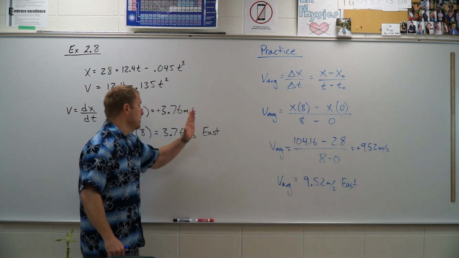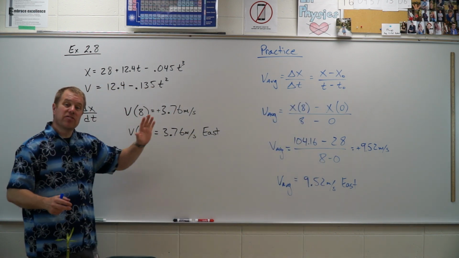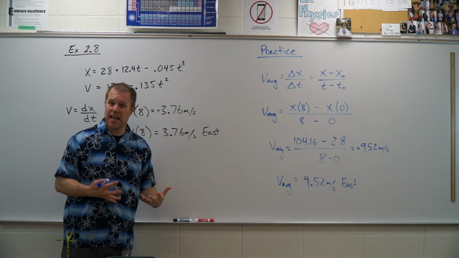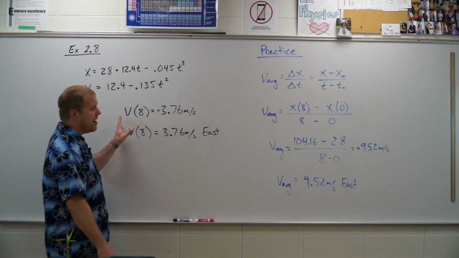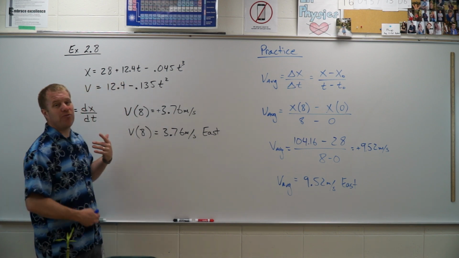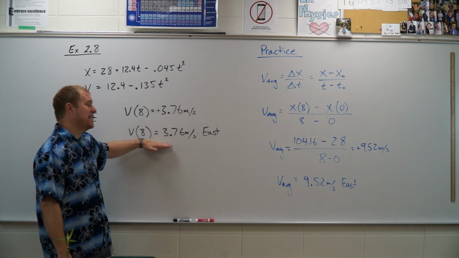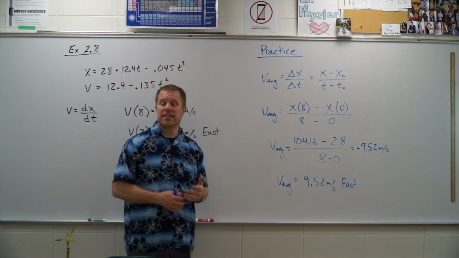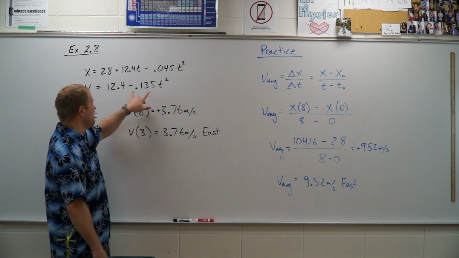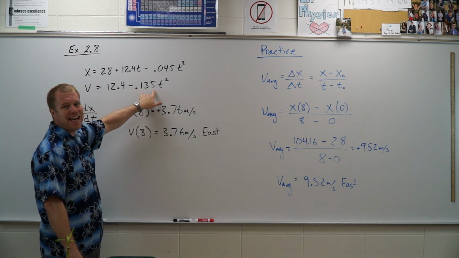So again, doing instantaneous and average velocity, even though they sound like they're the same thing because they're both velocities, they have two different processes for finding the instantaneous velocity versus the average velocity. And they won't always be the same, especially if you have a situation where that velocity is not constant.